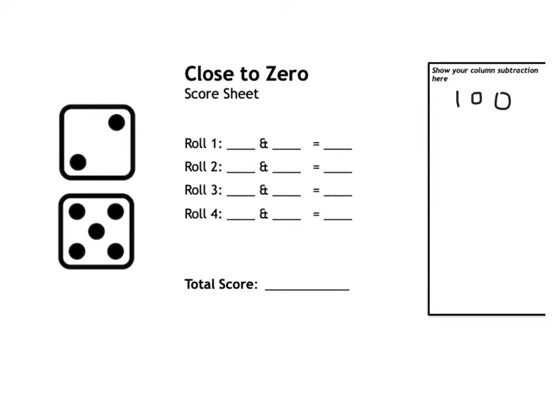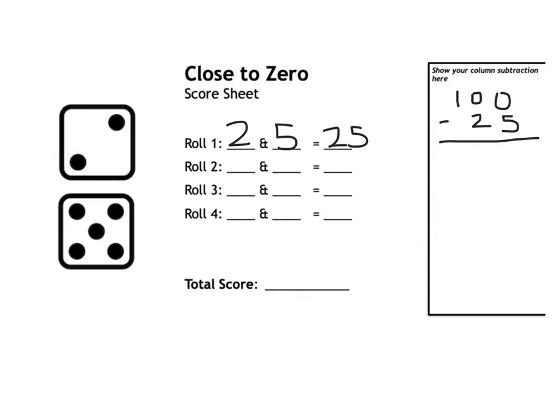So I've rolled my 2 dice and I've come up with a 2 and a 5, and I'm going to use my same strategy as before. I'm going to start with low amounts first. So I'm going to make my 2 and my 5 into 25. So I'm going to take 25 away from my 100.